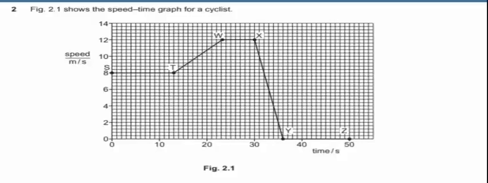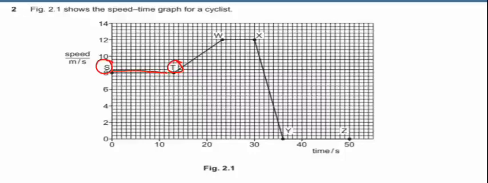The next question is coming from travel graph, and it is saying figure 2.1 shows a speed time graph for a cyclist. So we have the points starting from point S up to point Z. Now let me just try to interpret what is happening starting from point S up to point Z. From point S up to point T, we can say the cyclist was moving with constant speed. Whenever you have a straight line like this, where the speed is not changing but the time is changing, that is going to indicate constant speed.